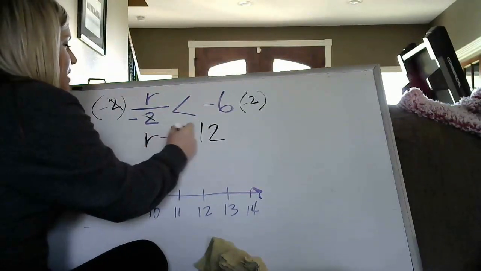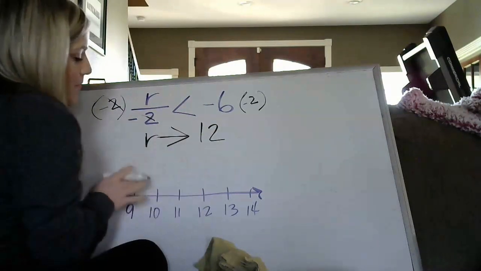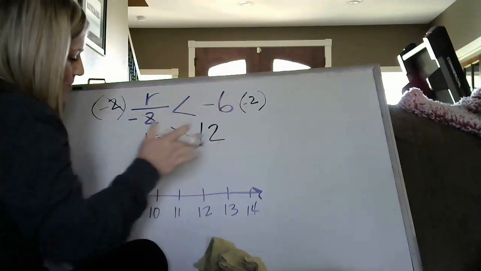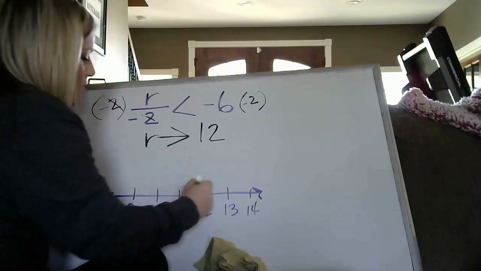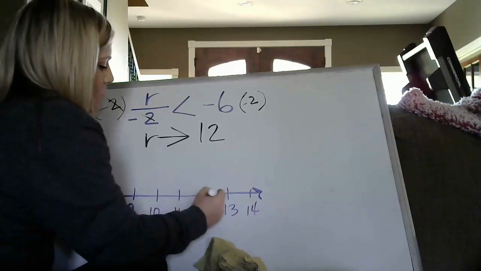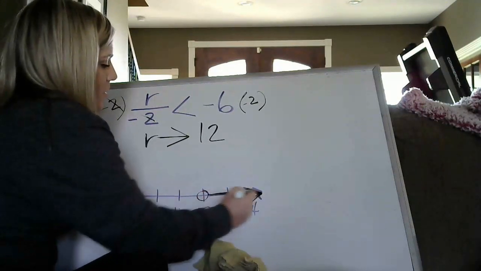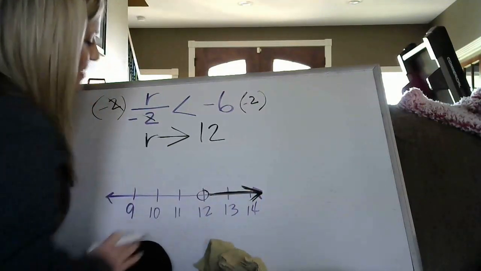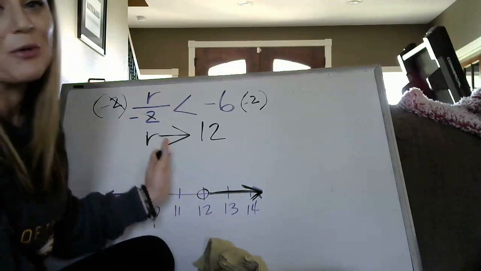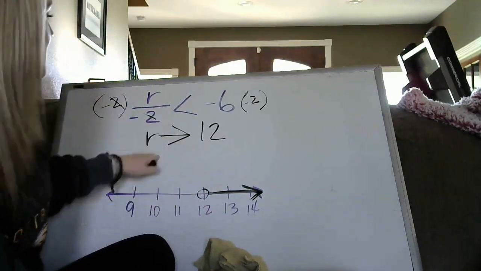I like to do this just to see it's going to go this way. So this is an open circle, and all the numbers greater than 12 are going to satisfy this.